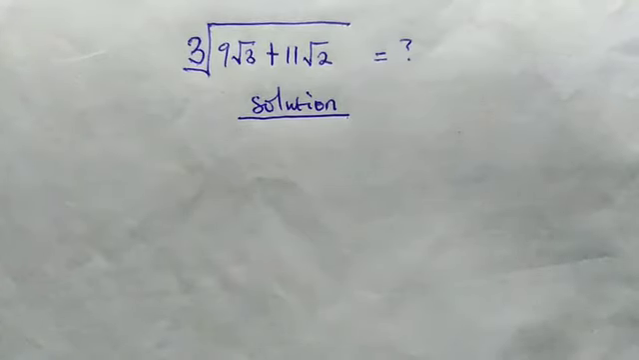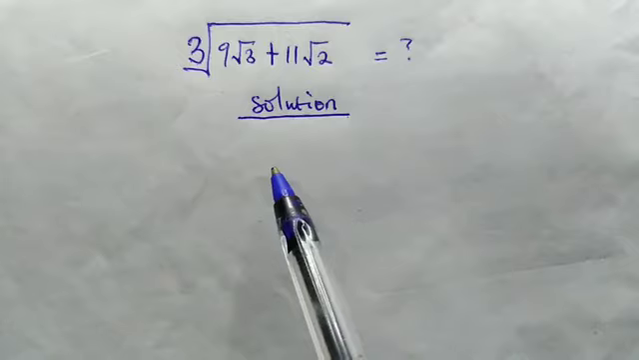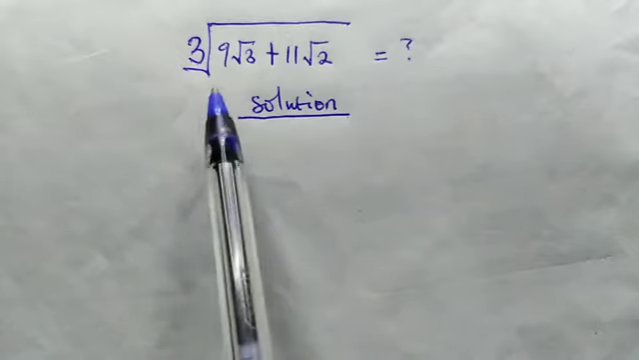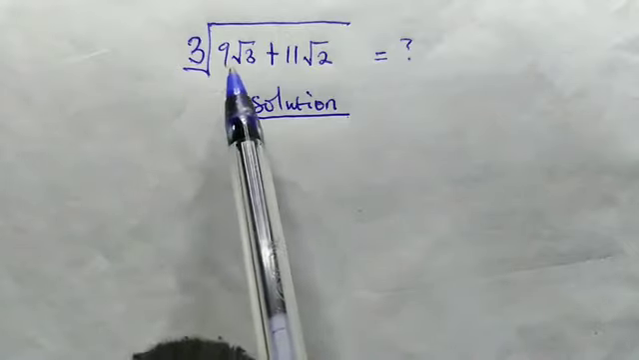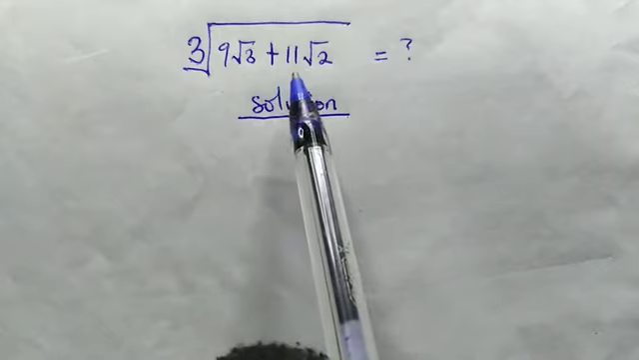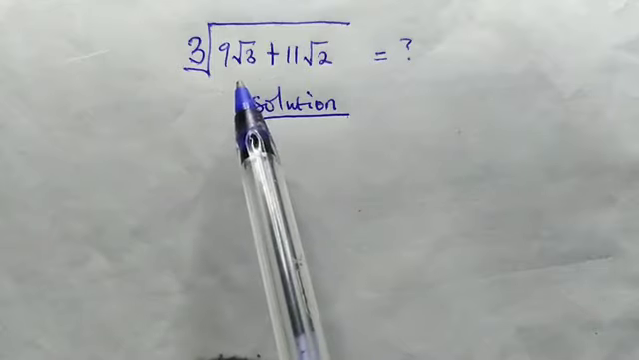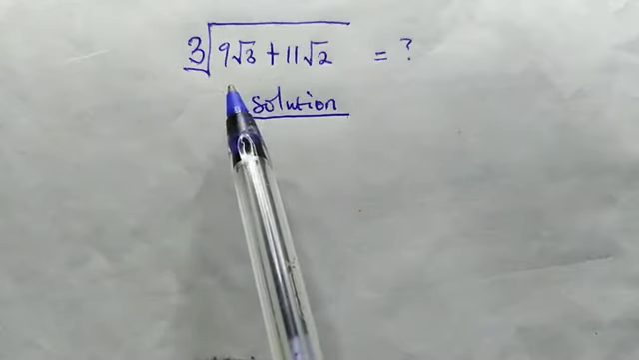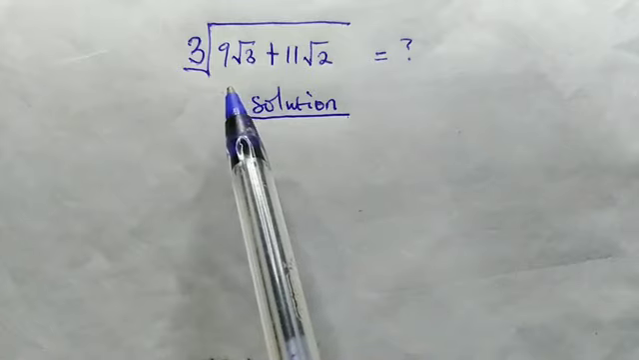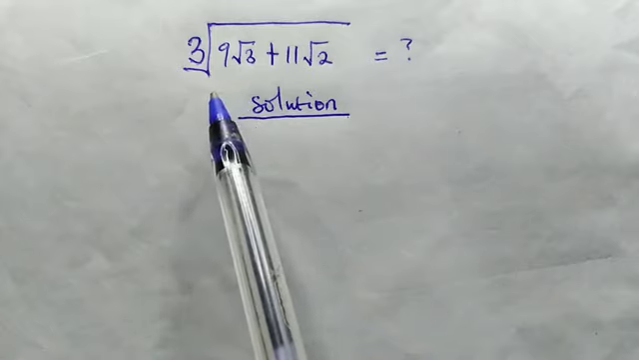Today we have a very cool surd expression to denest, right? Here we are asked to find the cube root of 9 root 3 plus 11 root 2. How can we really do this? And we're asked not to involve calculating devices. But how can we do this?